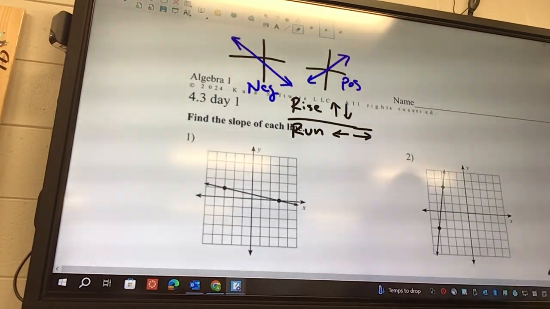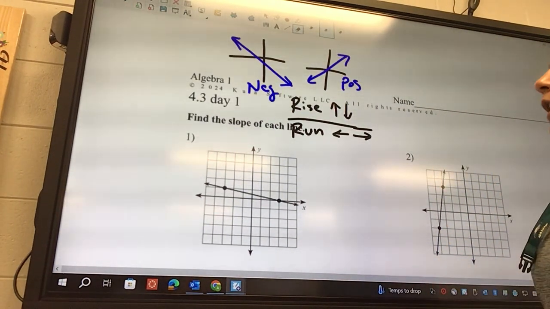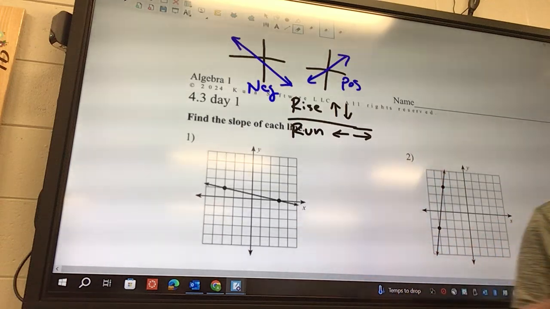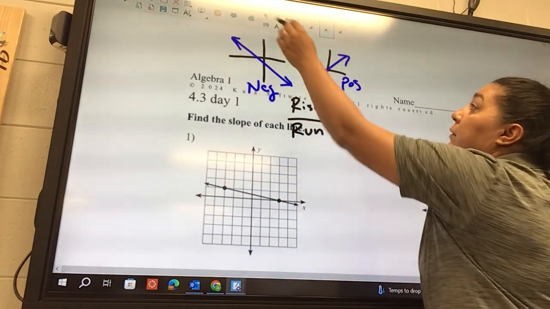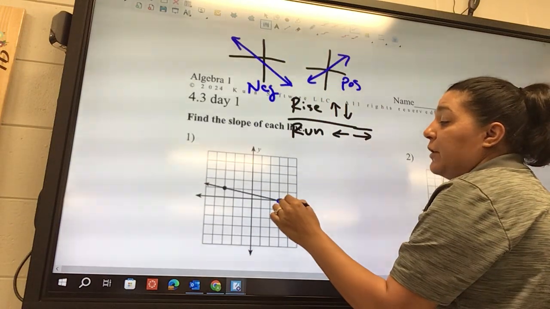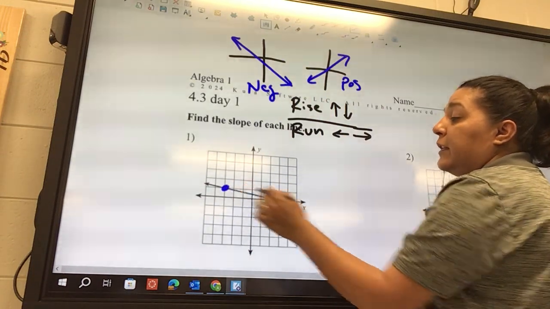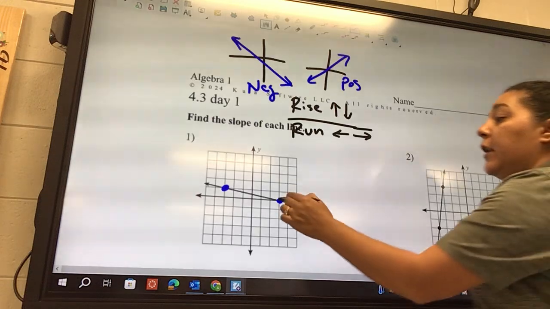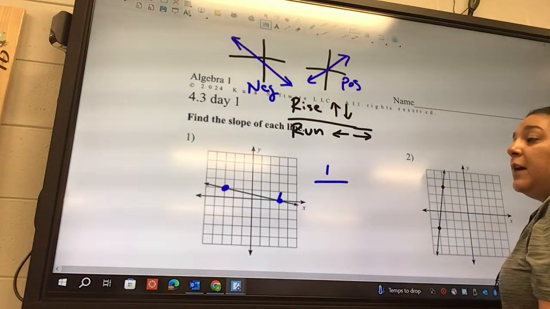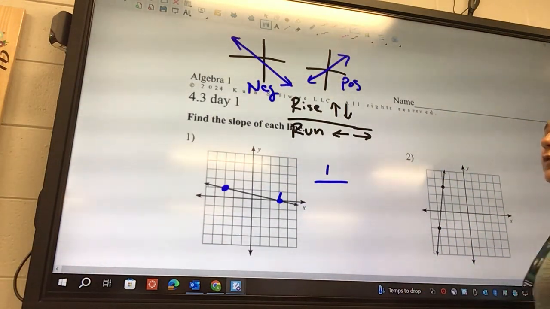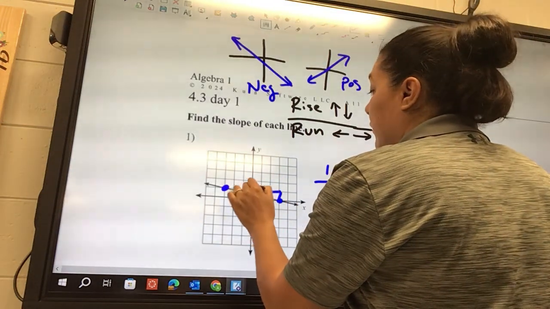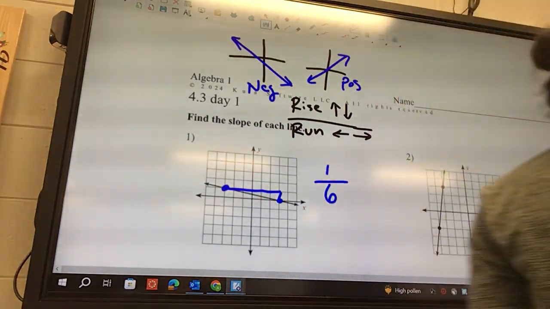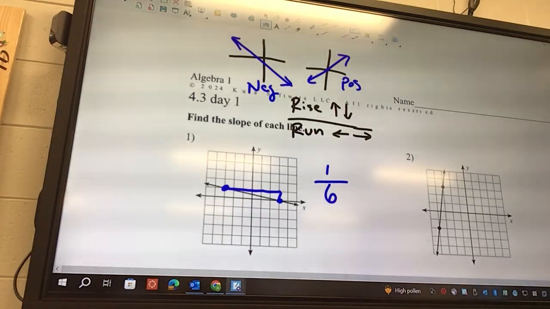Okay, so if we look at the very first one, we count from the lowest dot to the highest dot. So which dot is lower, dot 1 or dot 2? 2. Okay, so how much are we gonna have to go up in order to get to this dot? 1. Okay, so 1's gonna go on the top. How much are we gonna have to go over? 6? 1, 2, 3, 4, 5, 6. Okay, so we rise 1 and we run 6.